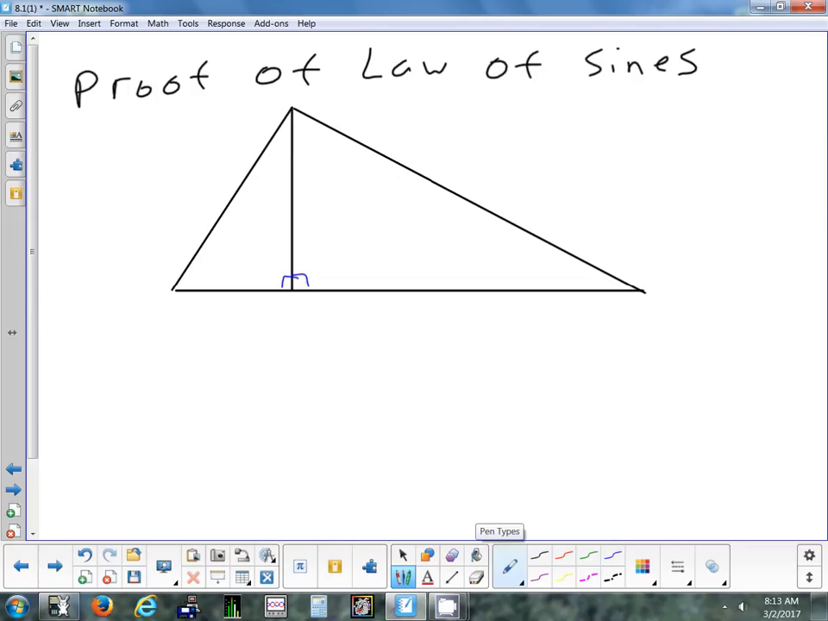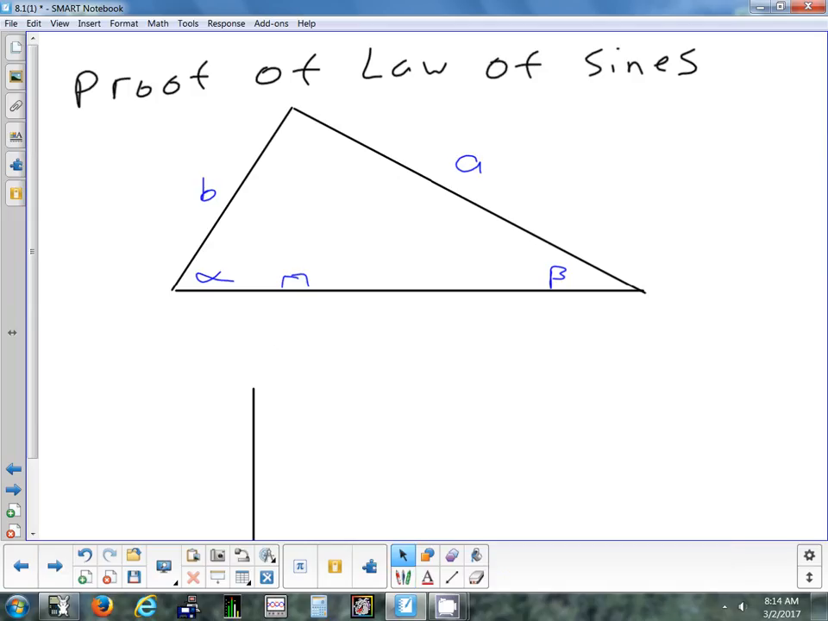Okay. I'm going to label some of the sides here. I'm going to need this side. And I'm going to label the angle across from A as alpha. And I'm going to label B and beta. Okay, so if you look at it as the big triangle, A is across from alpha, B is across from beta. So any questions on that? Okay, and then I put that line segment in to split it into two right triangles.